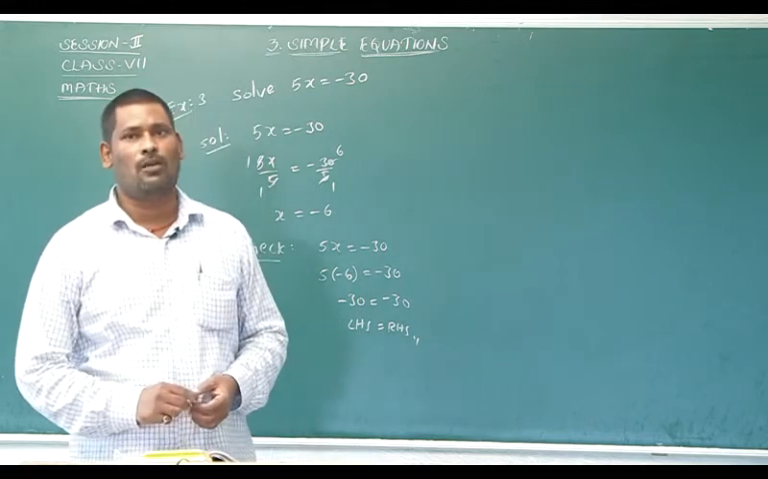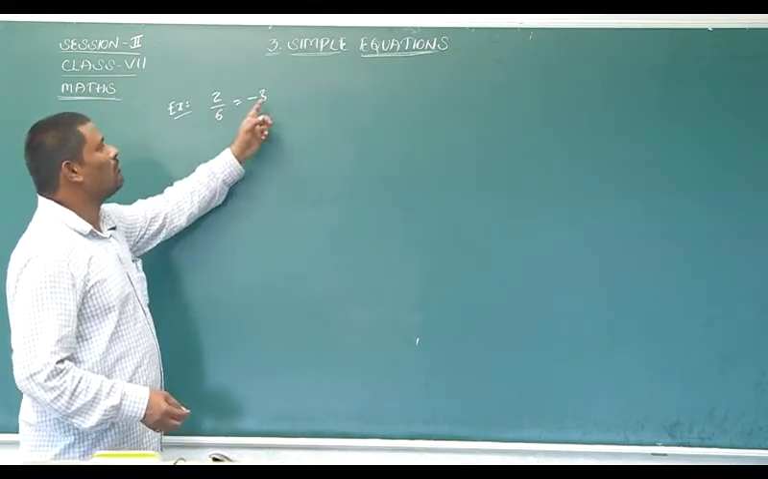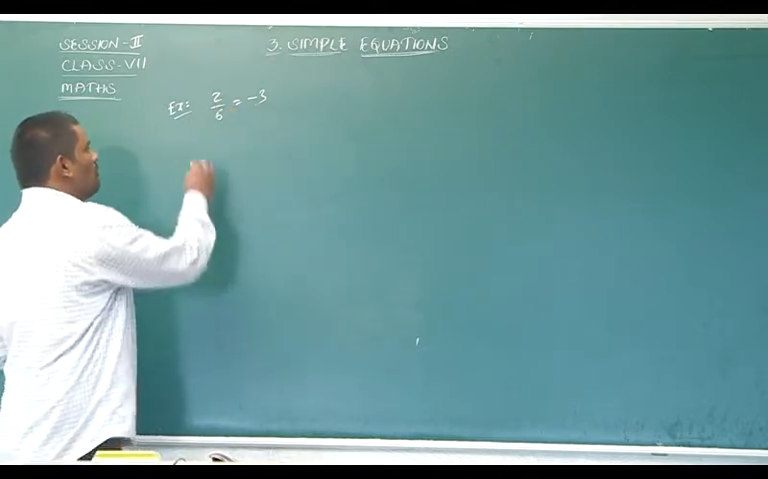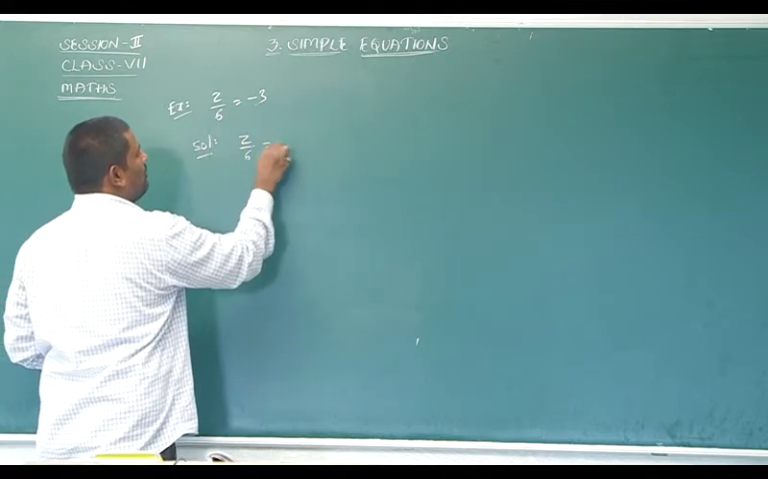Now let us see the next problem. Let us see one more problem here. z by 6 equal to minus 3 is given. So we need to find the z value here. So look here, solution: z by 6 equal to minus 3 is given.